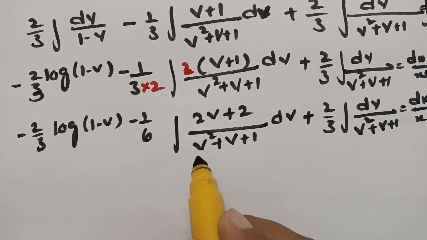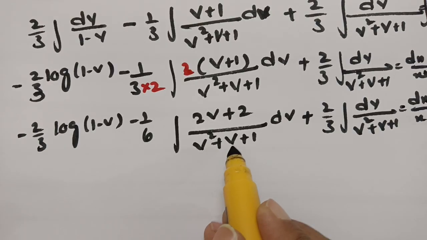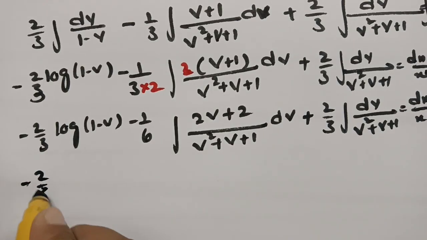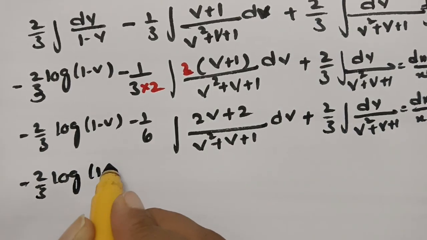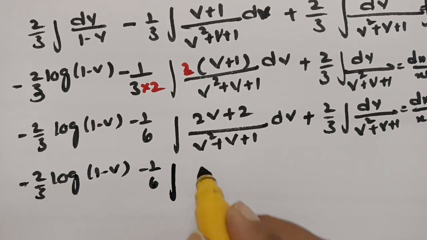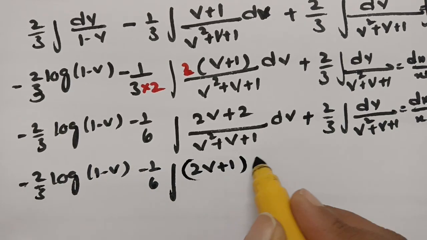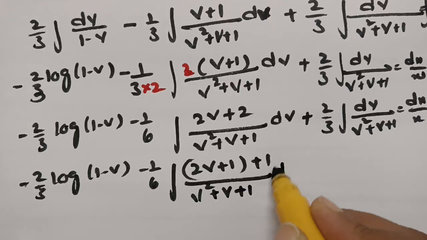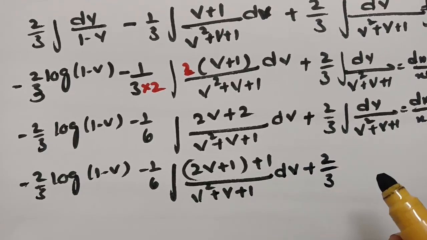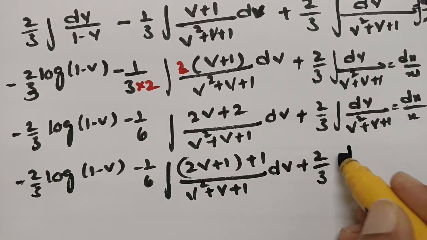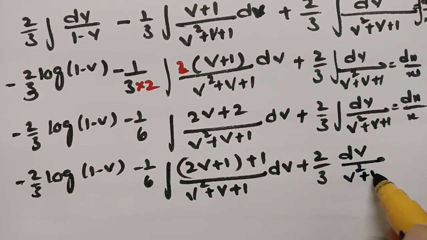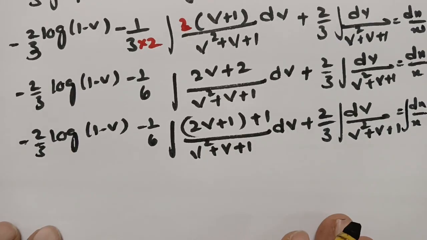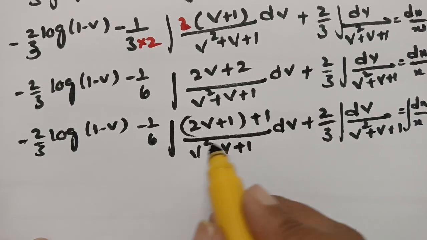Clear? Now the derivative of v square is 2v and the derivative of v is 1 into dv. So I need 1 here. So I am splitting 1 plus 1. So this is minus 2 by 3 log of (1 minus v) minus 1 by 6 times of, I am writing as (2v plus 1) and plus 1 I am leaving as it is. This is (v square plus v plus 1) into dv plus this value is 2 by 3 times of dv by (v square plus v plus 1) into dx by x. Clear? And now see here, and 1 by this one I am splitting.